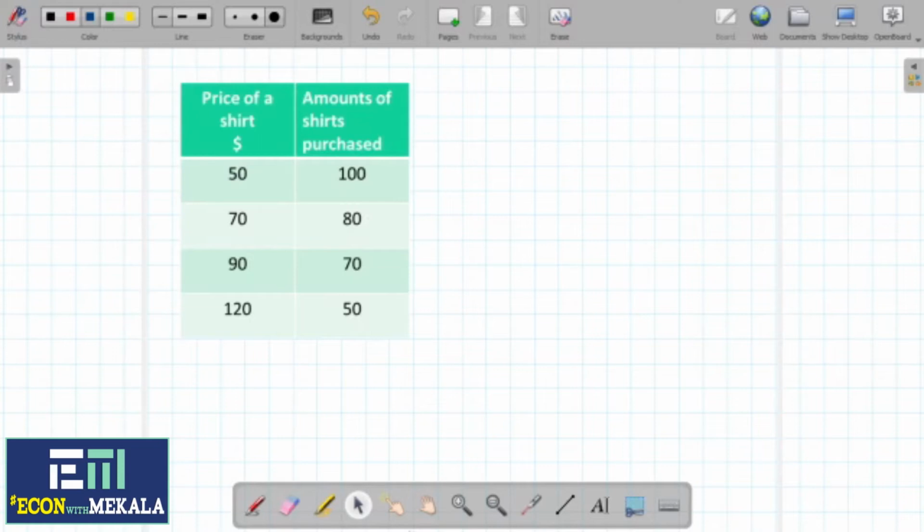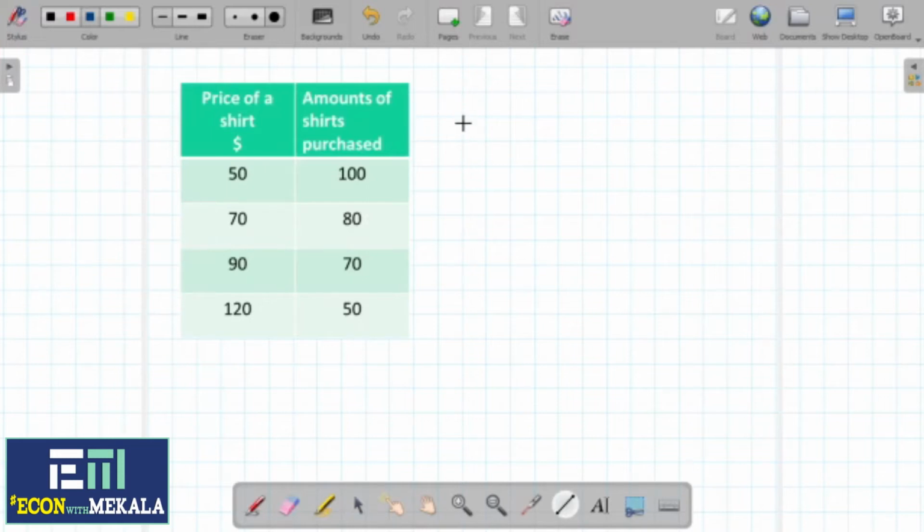Construct a demand curve. When you are constructing a demand curve, the two variables we use are price and quantity demanded. For this particular example, we have used the demand schedule from the previous slide, price of a shirt and amounts of shirts purchased. Always remember, when you are constructing a demand curve, your y-axis is the price axis. We will always take quantity for the x-axis. So if you take this demand schedule, price of shirt will be on your y-axis, whereas amounts of shirts purchased will be on your x-axis.